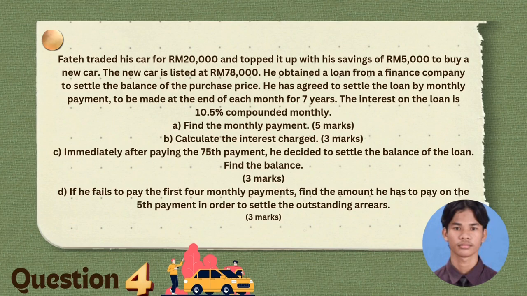He has agreed to settle the loan by monthly payments to be made at the end of each month for 7 years. The interest on the loan is 10.5% compounded monthly. A. Find the monthly payment. B. Calculate the interest charge.